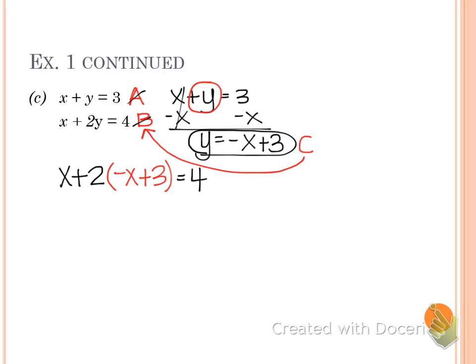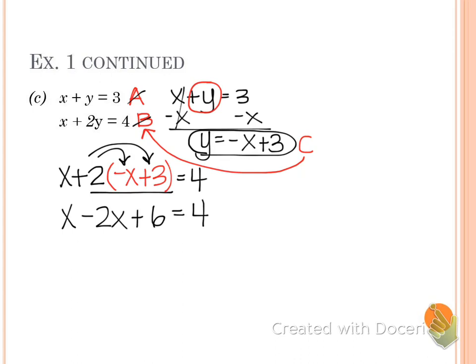Now, what's our first step? Chase. We're going to distribute. When you distribute the 2, Chase, what do you get? Negative 2x. Good. 2 times negative x is negative 2x. And then what do you get, Chase? Plus 6. Awesome. All right.